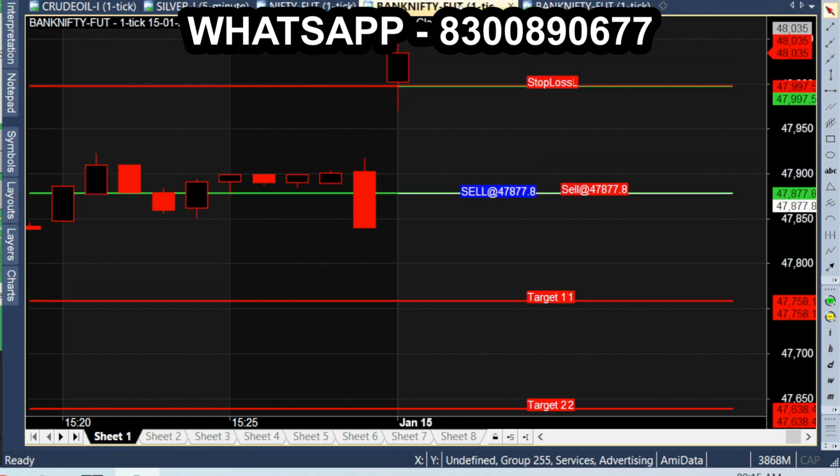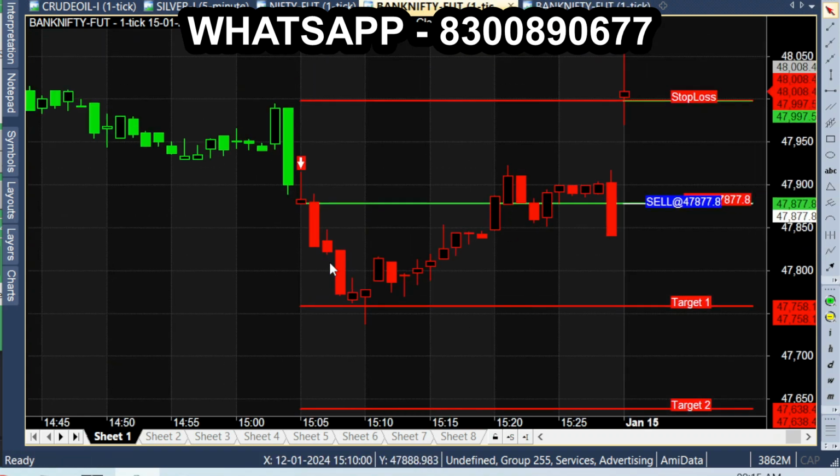Automatic call generator. In this chart, you will automatically get calls like a signal. Friday, after 3 o'clock market, a sell call was generated and broke out the target. Today it's Monday, Jan 15.